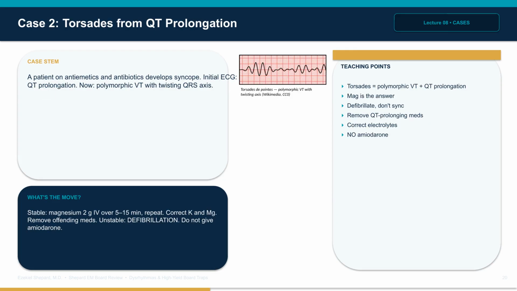Case 2. A patient on antiemetics and antibiotics develops syncope. Initial ECG showed QT prolongation. Now the ECG shows polymorphic VT with a twisting QRS axis.